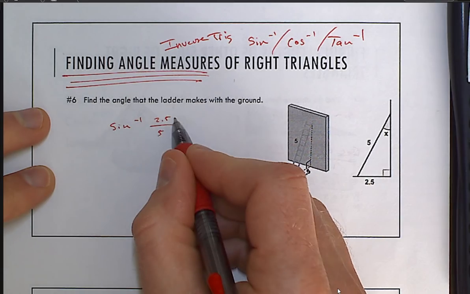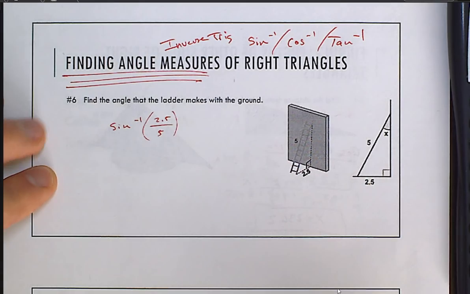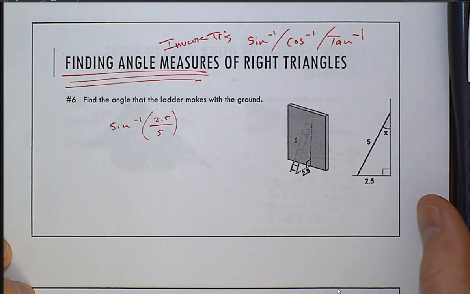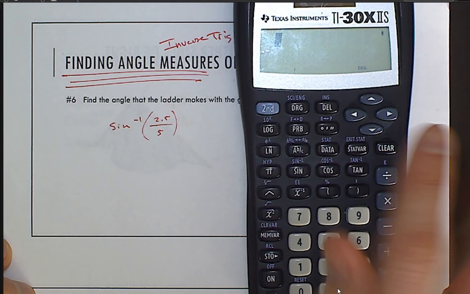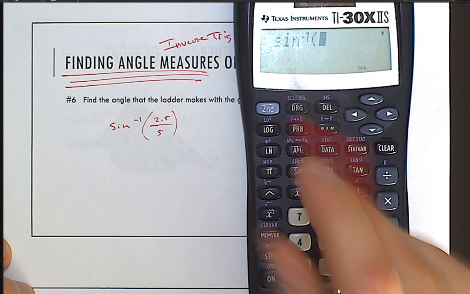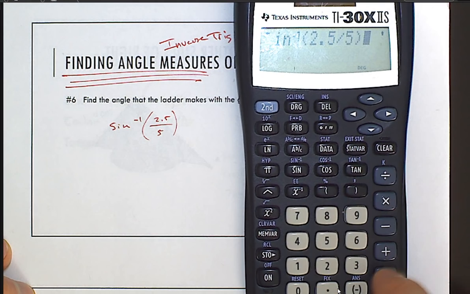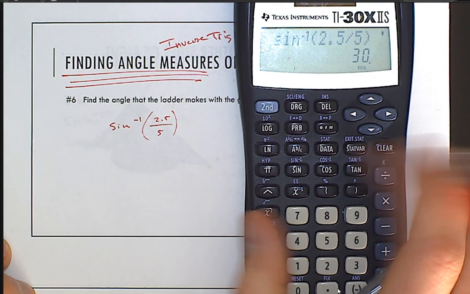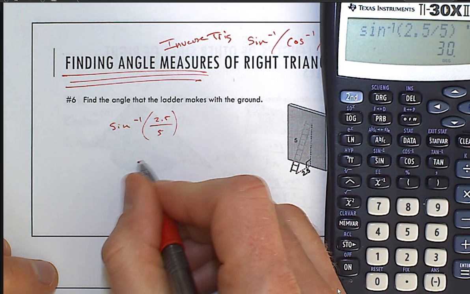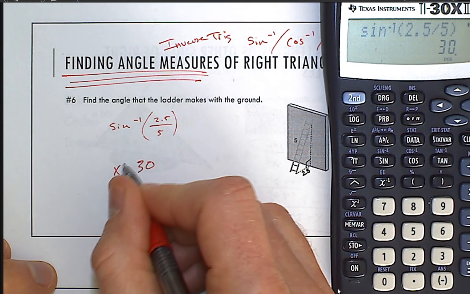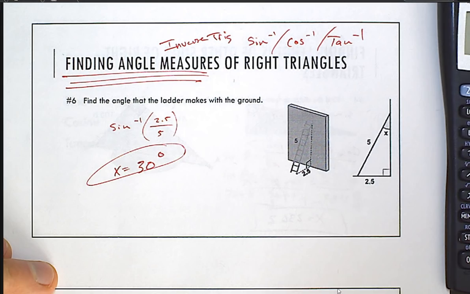Now, when you're doing angle measures, there's no equation to solve for. You don't cross multiply like we did in the previous one. You just literally go second sine. So you see in your calculator it says sine -1, and you just type in 2.5 divided by 5. You hit equals, and you get 30 degrees. So x is going to be 30 degrees. Okay, that's all you do.